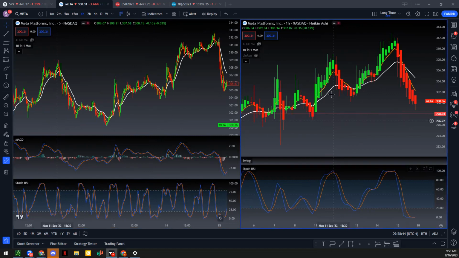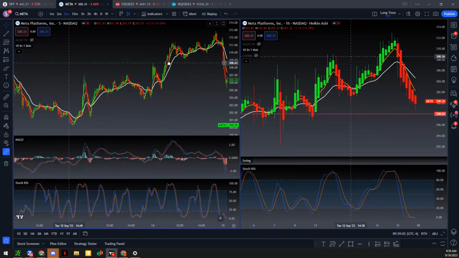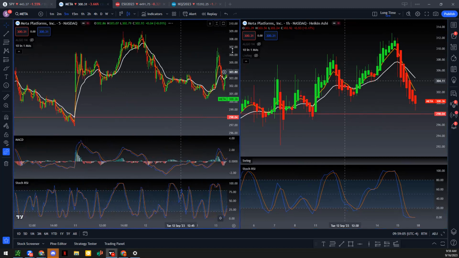You see how at 3:30 on Monday, September 11th, on this hourly on my right, it was overbought, right? So I'm saying, okay, it's overbought. There's a high likelihood it's going to come down eventually. That's when I like to look at my lower time frame and wait for these plays, right?